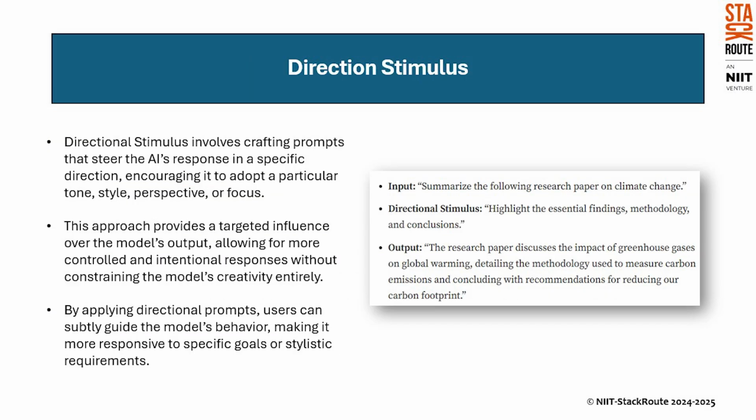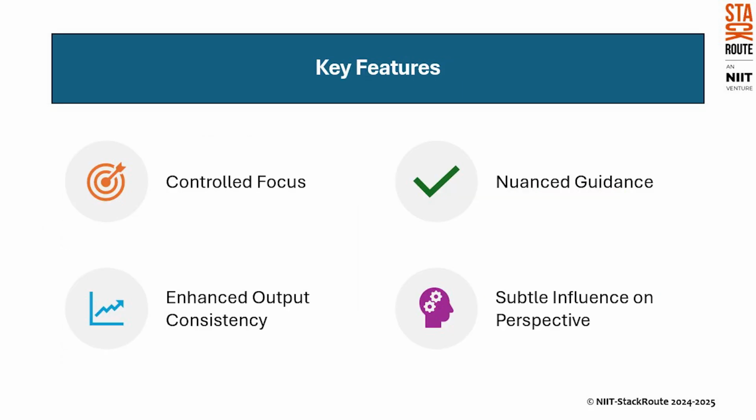Another prompting technique is directional stimulus. That involves crafting prompts to guide the AI's response in a specific direction. The goal is to encourage the model to adopt a particular tone, style, perspective, or focus. It's like giving the model a subtle nudge, helping it respond in a way that aligns with your specific needs without completely limiting its creativity. So what are the key features of directional stimulus?